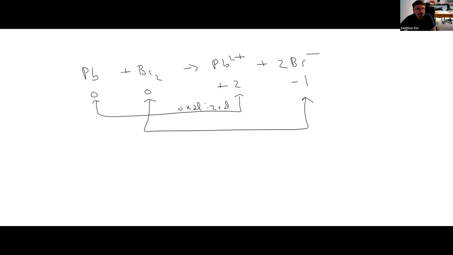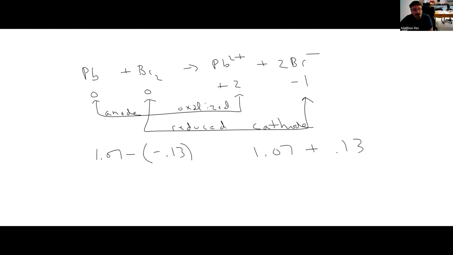is reduced. And again, the thing that's oxidized is the anode. The thing that's reduced is the cathode. And I just want to do cathode minus anode. So if the bromine is the cathode, that's a positive 1.07 minus the anode, which is a negative 0.13. So I have 1.07 plus 0.13, which gives me a positive 1.2 volts.